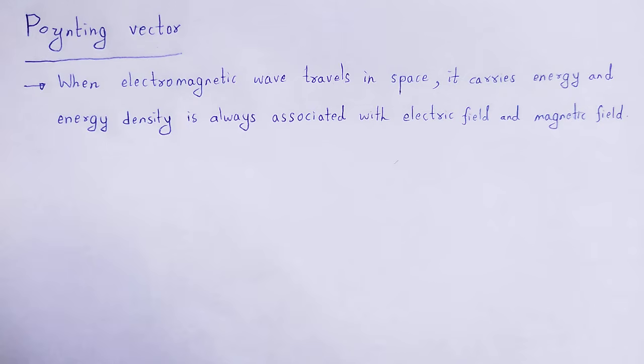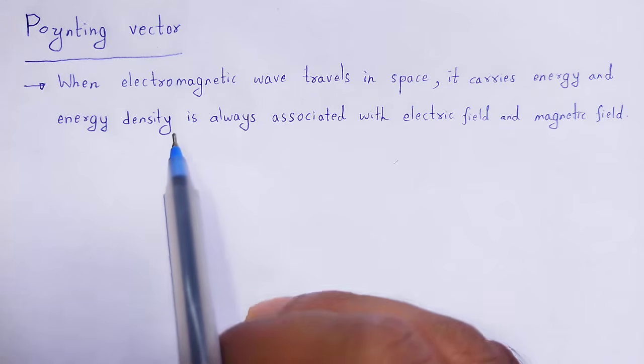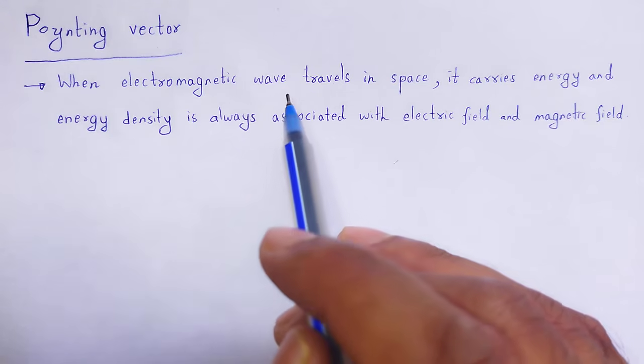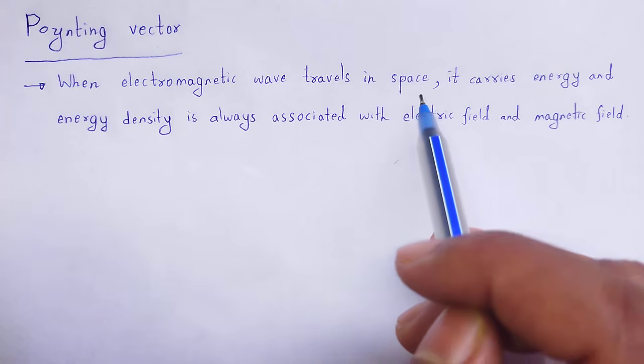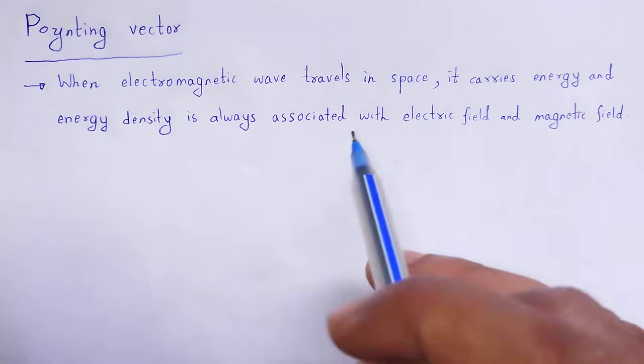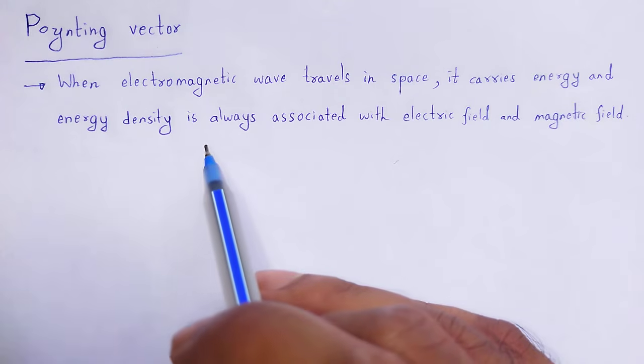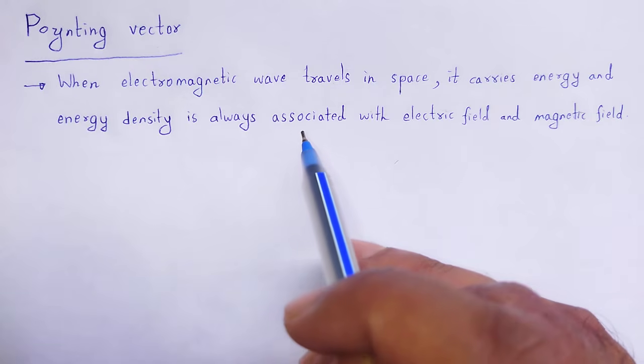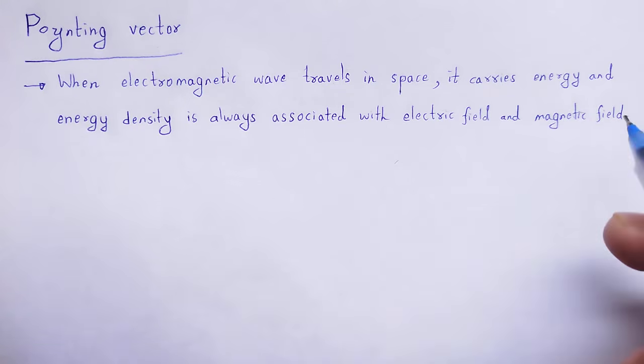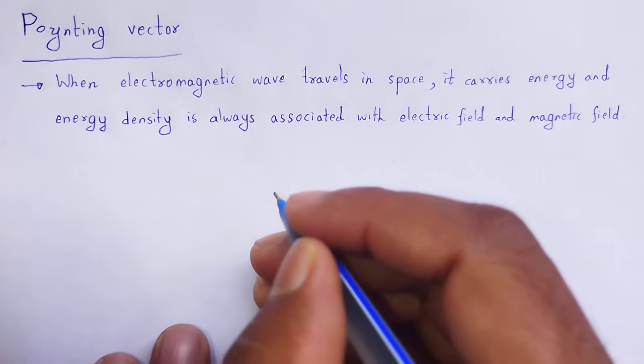In this video, we are going to discuss Poynting theorem and Poynting vector. Let's begin. First of all, we have to understand what is Poynting vector. As we know, when an electromagnetic wave travels in space, it carries energy, and the energy density is always associated with the electric field and magnetic field. Let me understand it graphically.